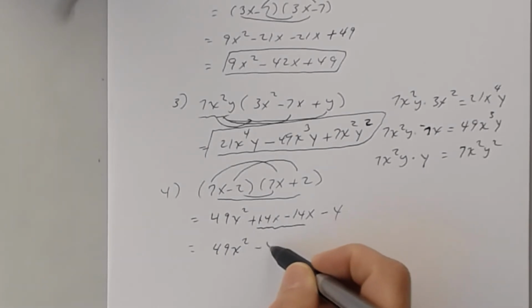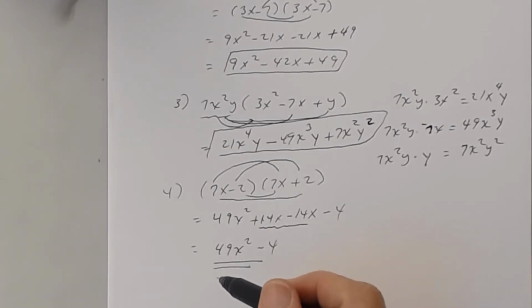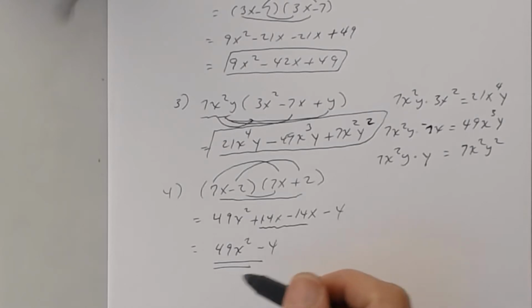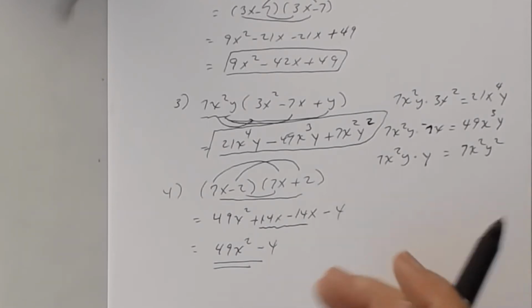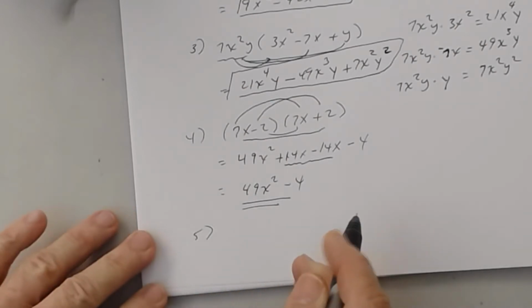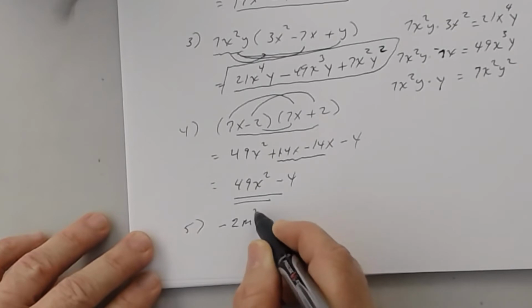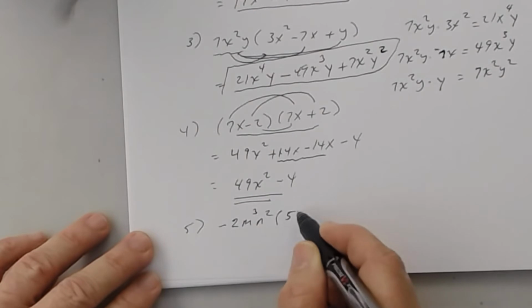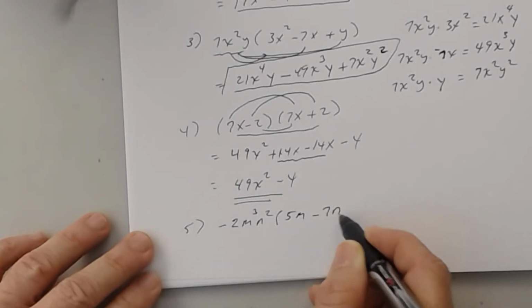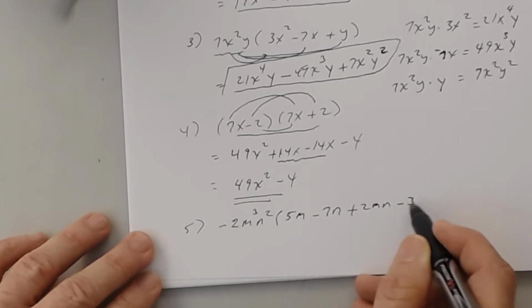49x squared minus 4. All right, so that is going to be important in a few sections from now, because we're going to talk about the difference of two squares, which is what this is. Factoring the difference of two squares. All right, and then finally, number 5, suppose you had a negative 2m cubed n squared times, and let's say this was 5m minus 7n plus 2mn minus 3.